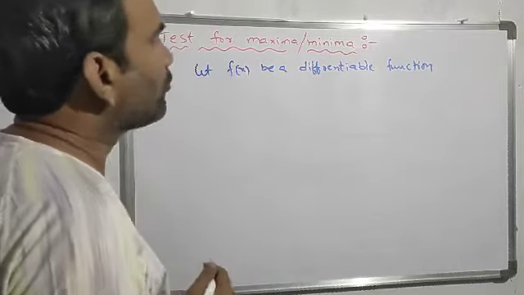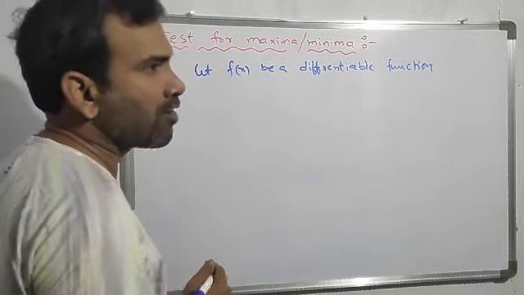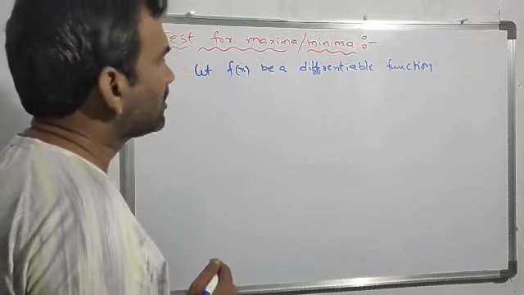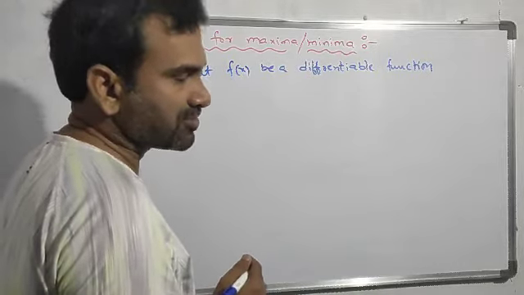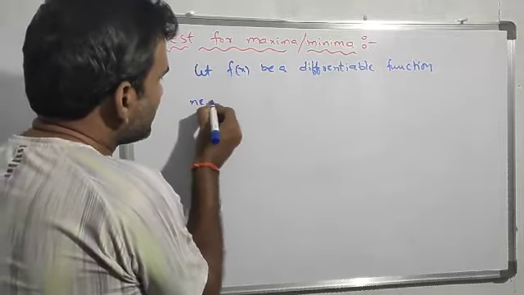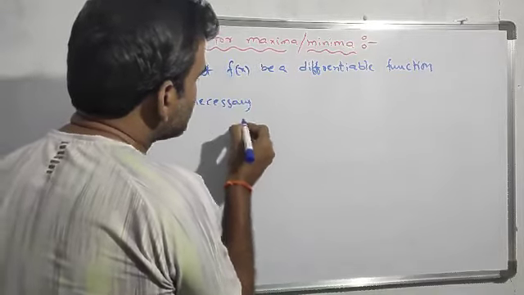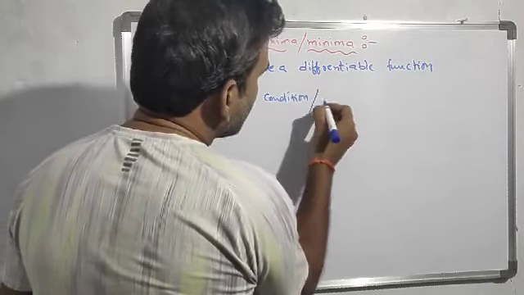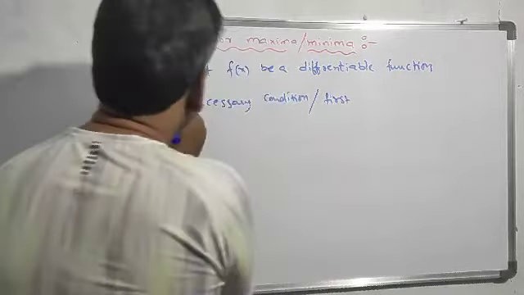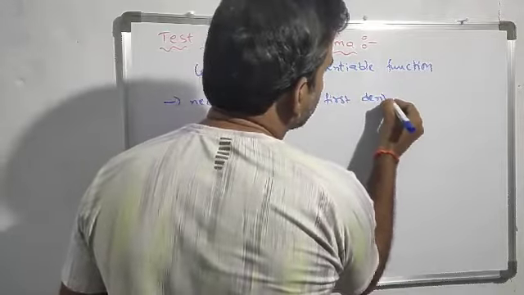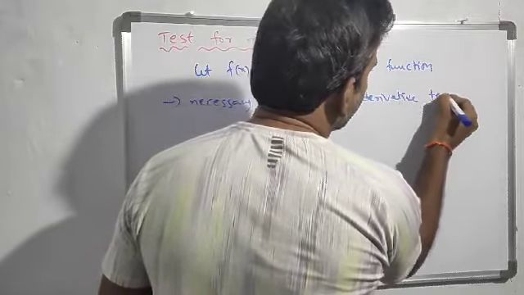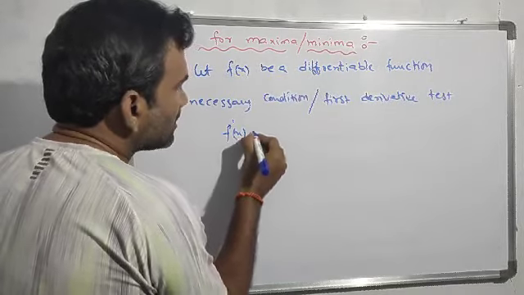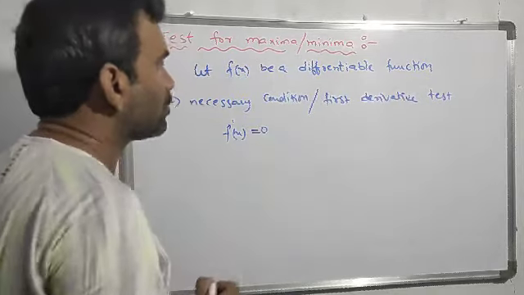So here, to find the maxima or minima, first we have to test the first differentiation value. That means the necessary condition, or first derivative test. So here first we have to find f dash of x, so that value equal to 0.